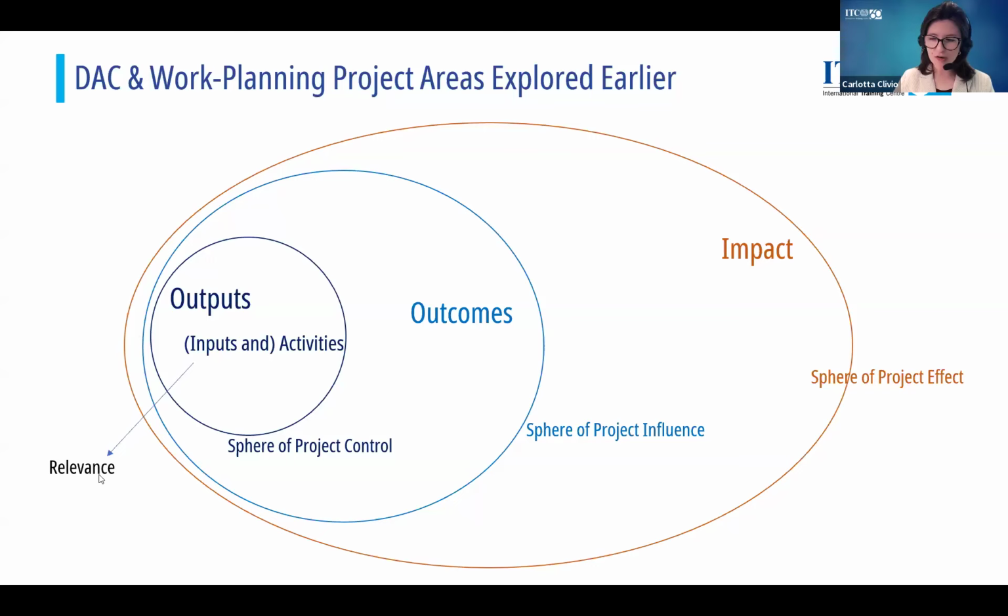So when the question is about relevance, you know that what you're being asked to evaluate is your inputs and activities and outputs. When you're asked about efficiency, how efficient were the individual activities that led your project to produce outputs? When we talk about effectiveness, you know for certain this is about outcomes. It's a broader level, higher level consideration that you're putting in, and it's about your sphere of project influence rather than your sphere of project control.